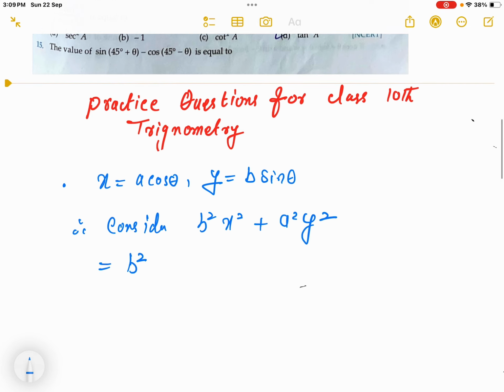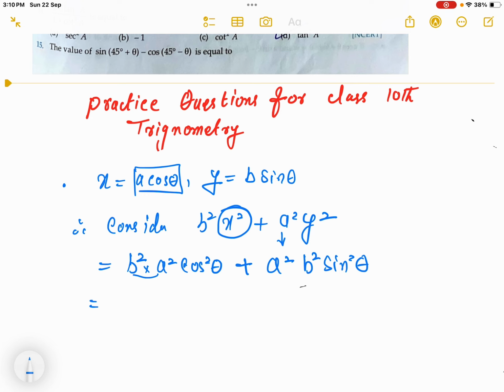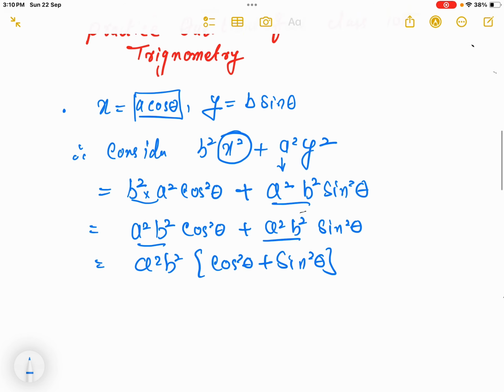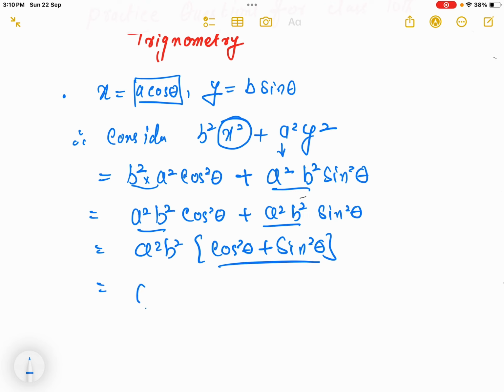So b square I will keep as such, and since x is equivalent to a cos theta, therefore x square will be equivalent to a square cos square theta. Likewise a square will be as such, y is equivalent to b sin theta, therefore y square is equivalent to b square sin square theta. So this is a square b square, I will write this in alphabetical order, a square b square cos square theta plus a square b square sin square theta. A square b square will be taken out as common, inside will remain cos square theta plus sin square theta. Now you can guess what is the answer. Since cos square theta plus sin square theta is 1, it is a square b square into 1, and that is equivalent to a square b square.